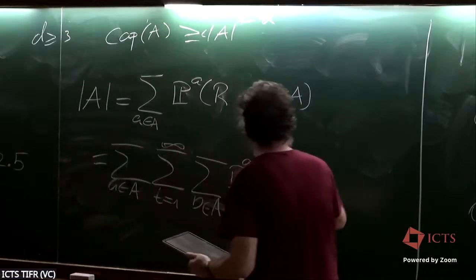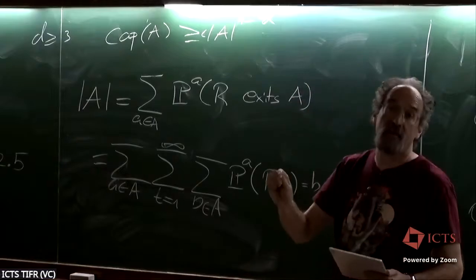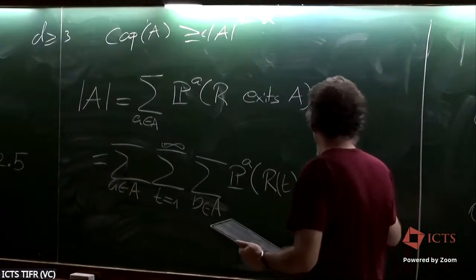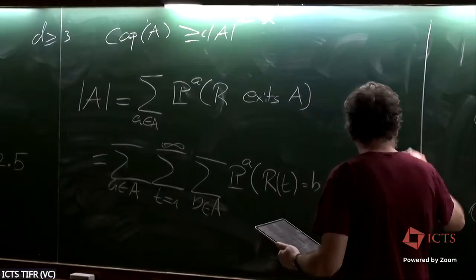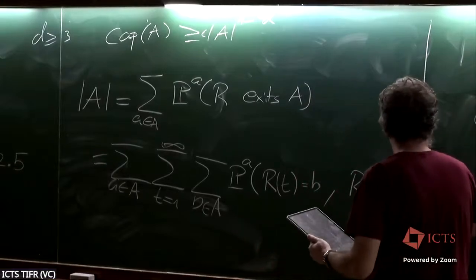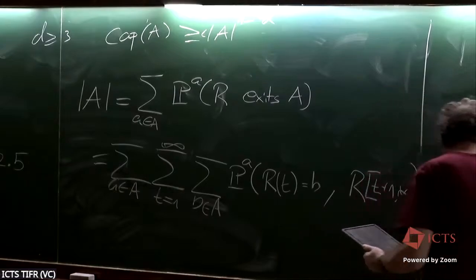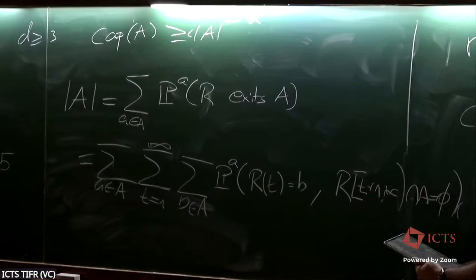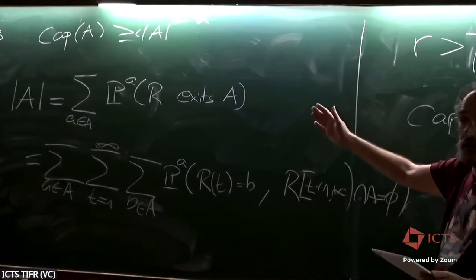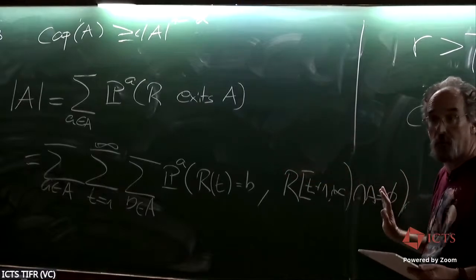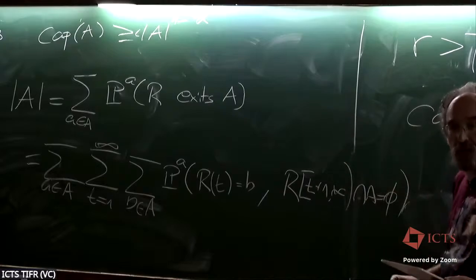So we want that at time t it's at B, and this is the last time it's in the set A. I'm just taking the upper bound, still an equality, not a bound, and breaking it according to t and B.